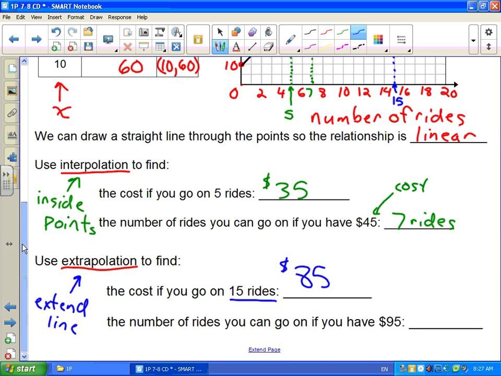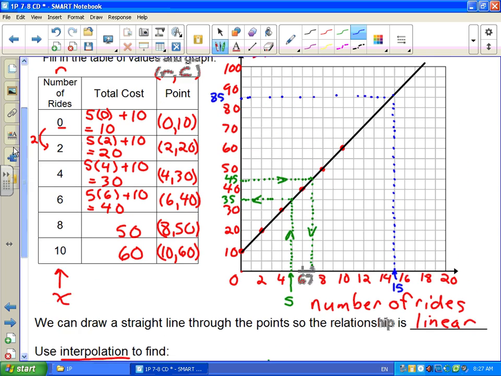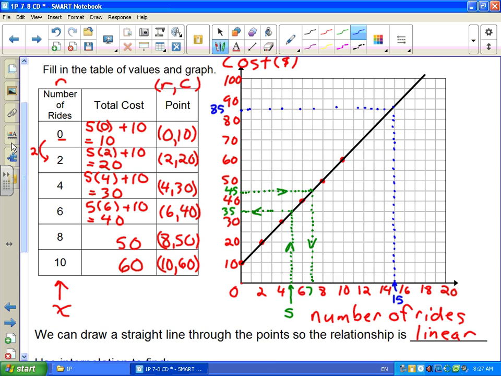Similarly, we want to find the number of rides you can go on if you have $95. So we'll find $95 on the cost axis, go across to our line of best fit here, and then we'll go down. And we'll see that. We just read off what that is. Well, that'll be 17. So we would be able to go on 17 rides.